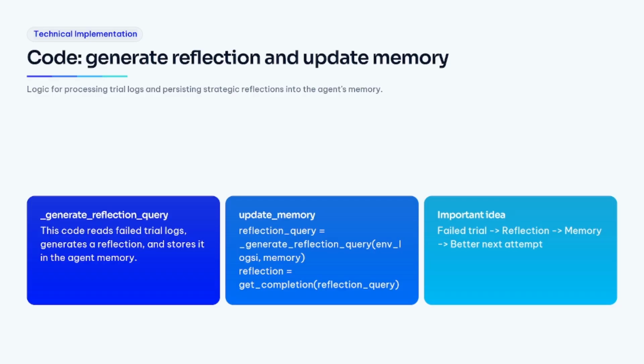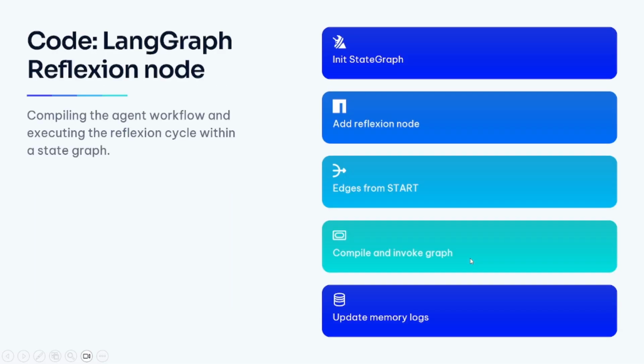So this is the logic of processing trial logs and persisting strategic reflection into the agent memory. You can implement this function: generate reflection query, update memory. Important idea: you can go through this flow. When there is a failed trial, the agent reflects, and then it stores the reflection in the memory, and then next time it performs better.